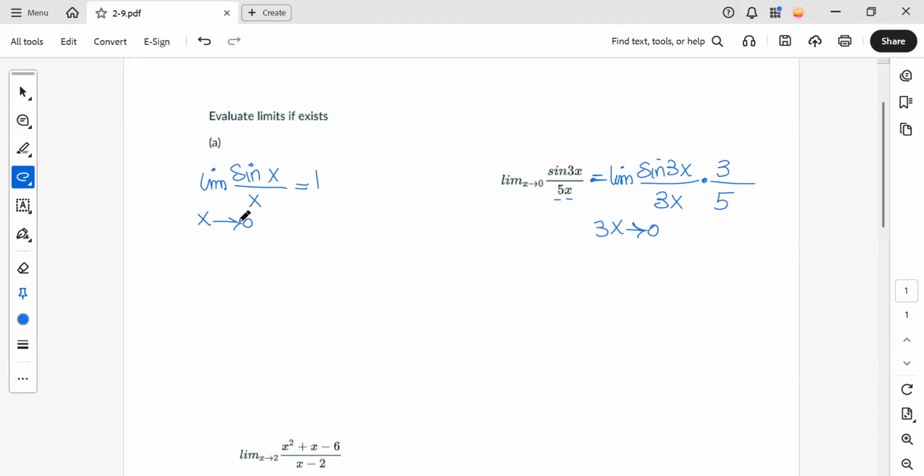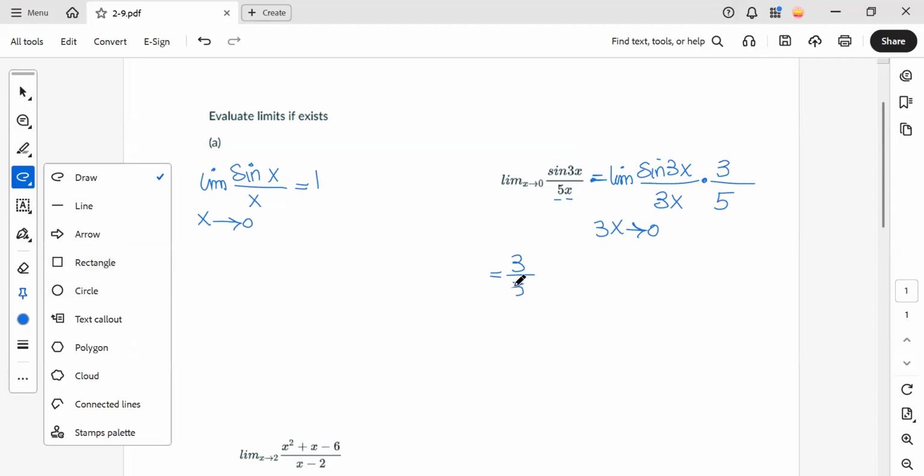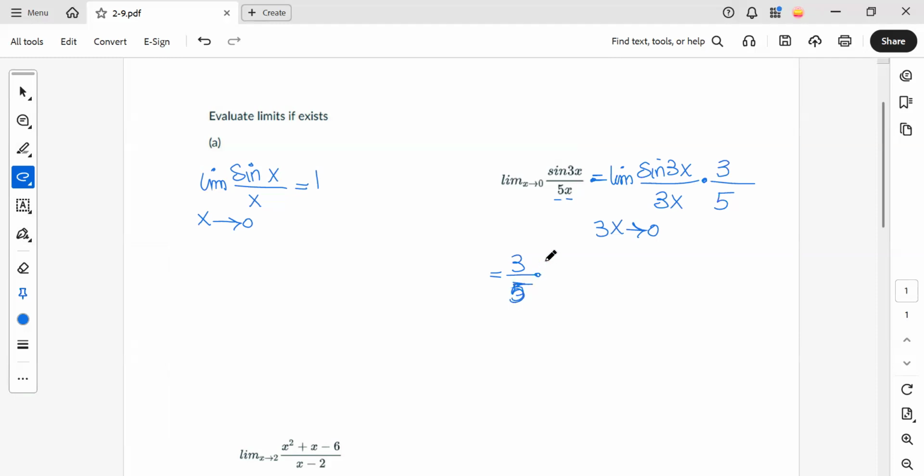So using this formula and using the limit law that says you can bring out the number that you have, the coefficient that you have here, you can say 3 over 5 times limit of sine of 3x over 3x when 3x is approaching to 0 is the same as 3 over 5 times 1, which is 3 over 5.